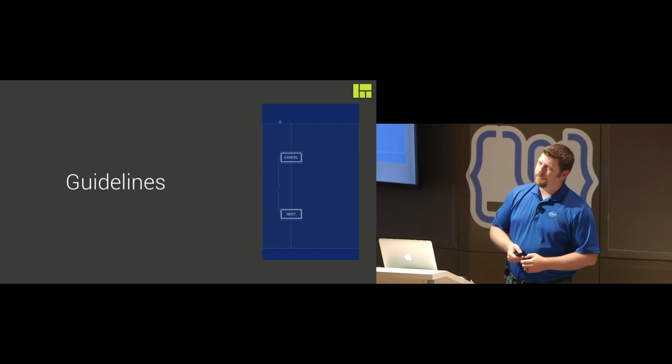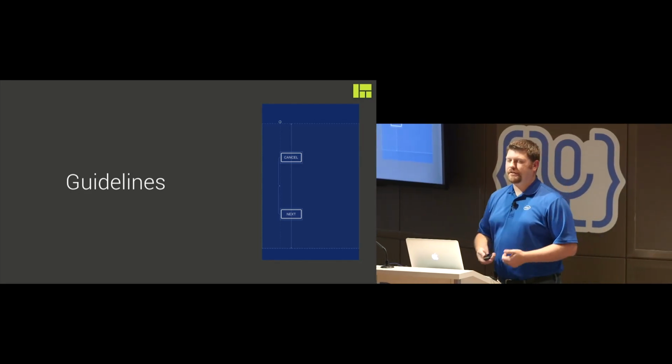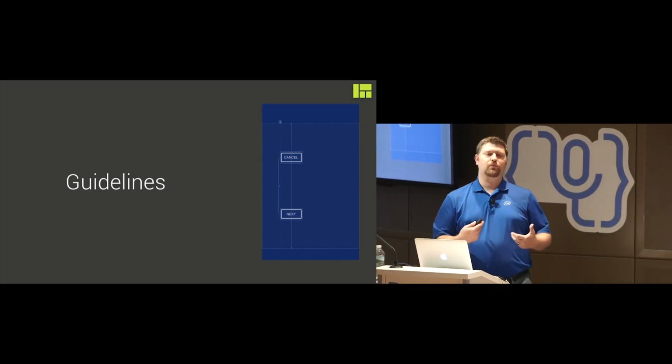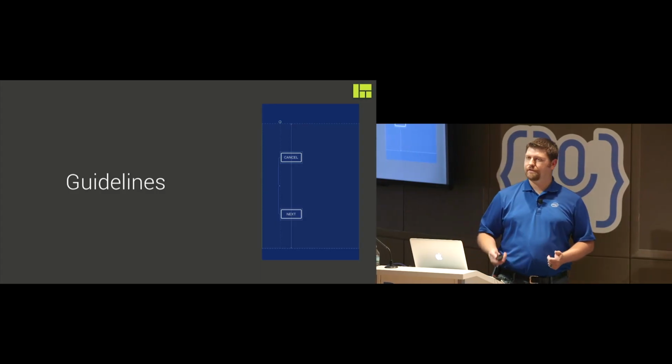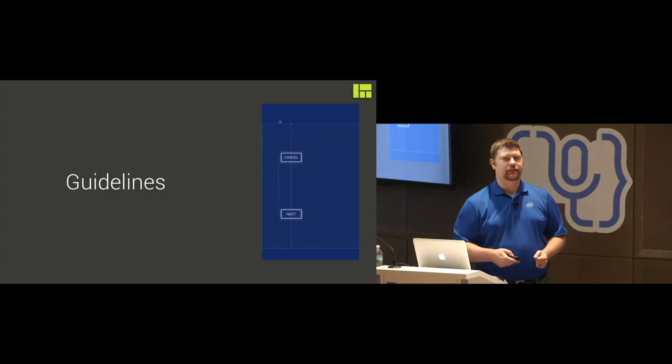So we have biasing constraints. We also have this little helpful feature called guidelines. This is another thing that you may have tried to trick relative layout into doing before, but now it's a little bit more clean in the API.